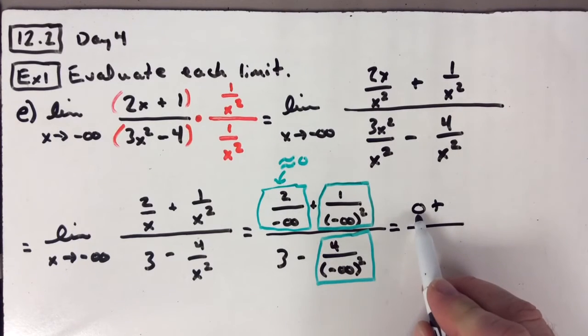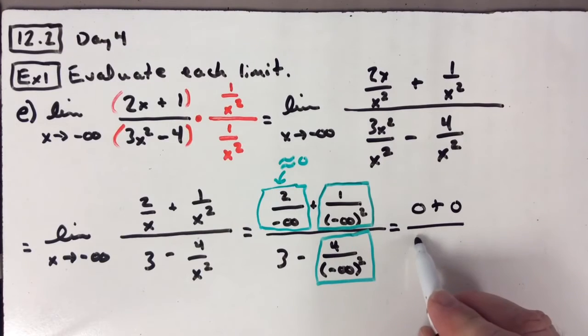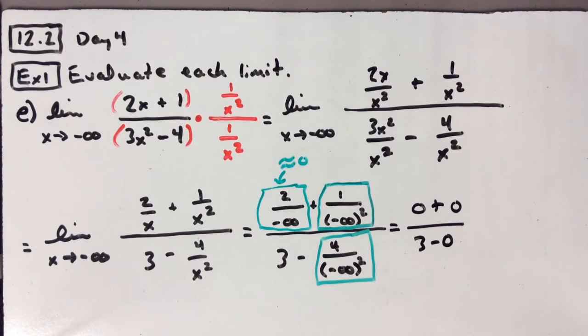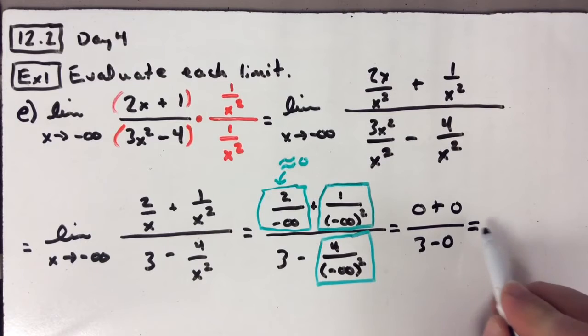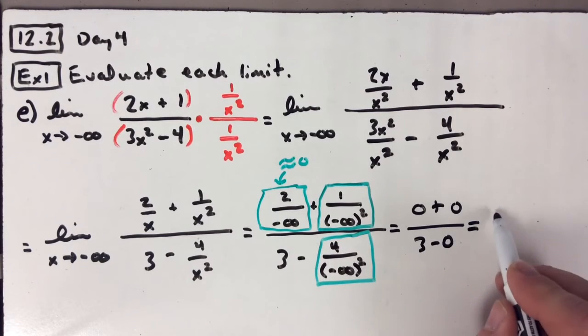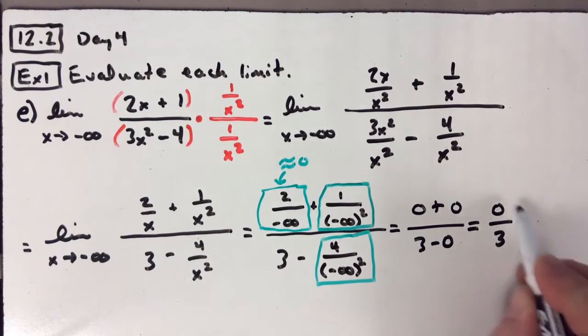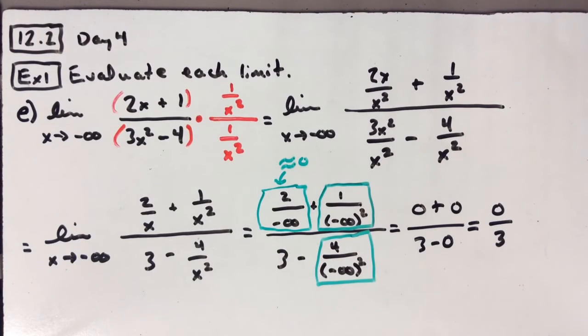So we have a very small number close to 0 plus another number very close to 0 over 3 minus a number very close to 0. Well, if you have two numbers that are very close to 0 and you add them together, you're still going to end up with a number close to 0. And 3 minus a number close to 0 is 3. So again, this is more of an approximation. It's not exact, but it is an approximation. 0 is a good approximation for how small that number is in each one of those cases.